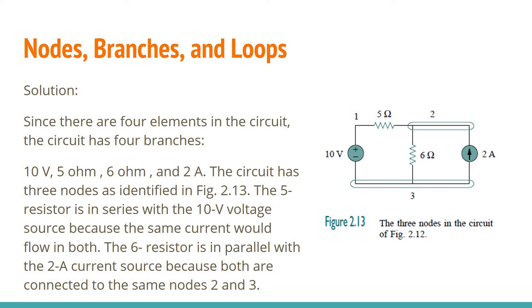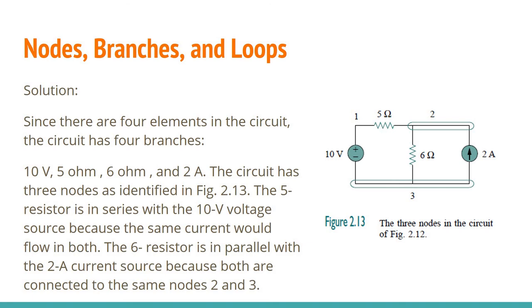Solution. Since there are 4 elements in the circuit, it has 4 branches. So, kung pilang elements, mao to ang number of branches. So, 10 volts, 5 ohms, 6 ohms, and 2 ampere. The circuit has 3 nodes as identified in figure 2.13. So, naka-distinguished ang nodes. So, number 1, 2, and 3.